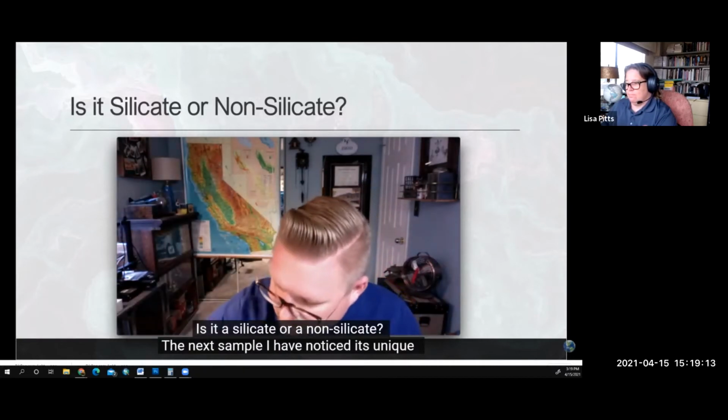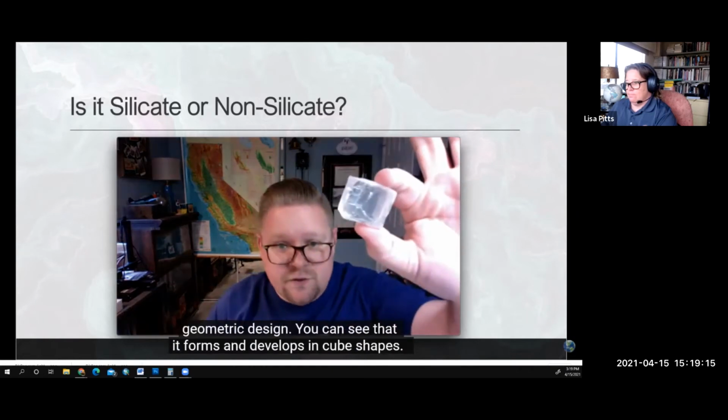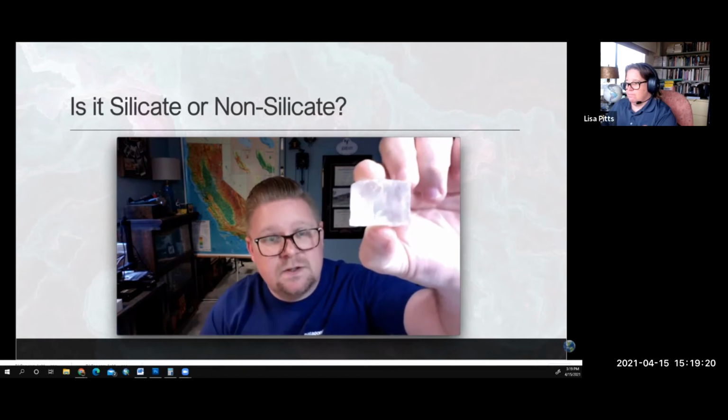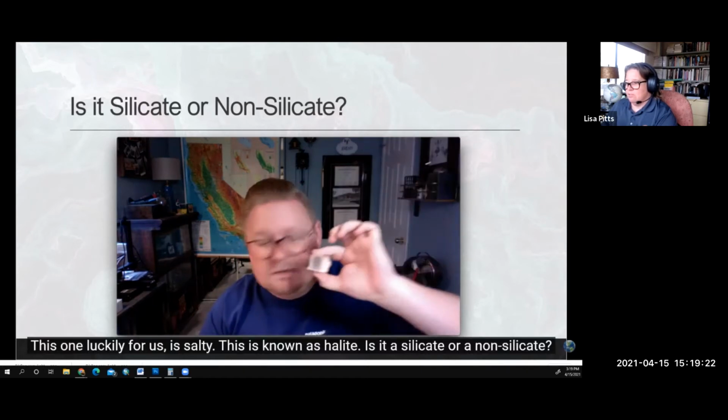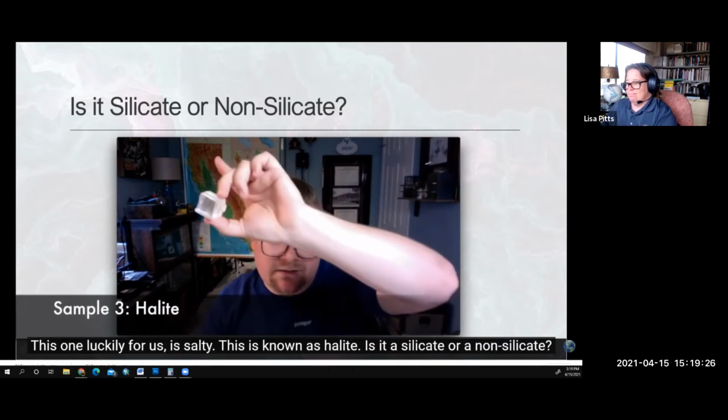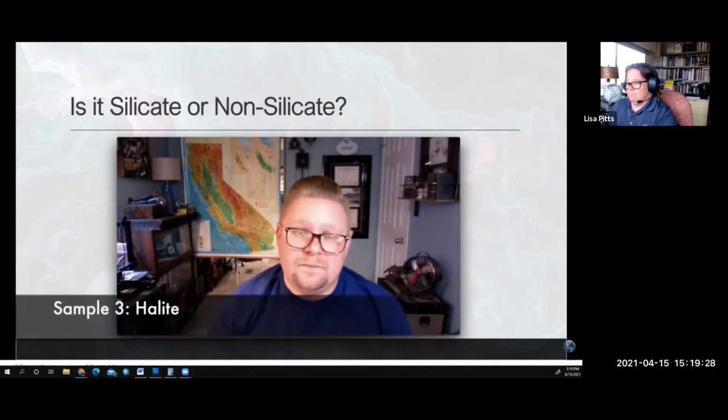The next sample I have, notice its unique geometric design. You can see that it forms and develops in cube shapes. This one, luckily for us, tastes like salt. It is salty. This is known as halite. Is it a silicate or a non-silicate?